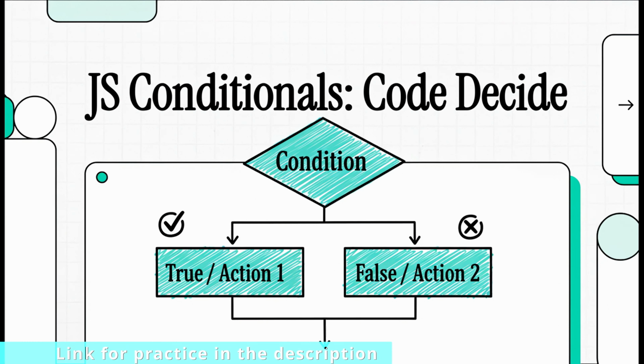Hey everyone, and welcome. Have you ever wondered how an app just knows what to do? How it seems to think for itself, showing you exactly the right thing at the right time? Well, today we're going to pull back the curtain on that magic. We're diving right into the heart of that intelligence, JavaScript conditionals. This is literally how we teach our code to make smart decisions. So, let's get into it.